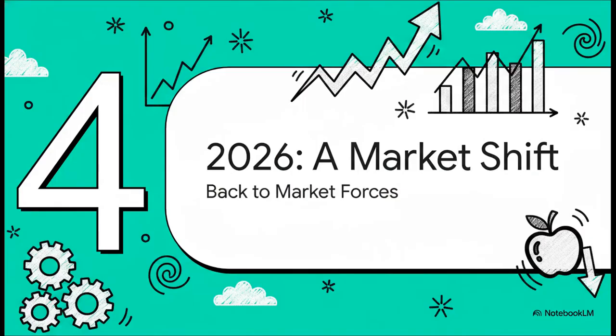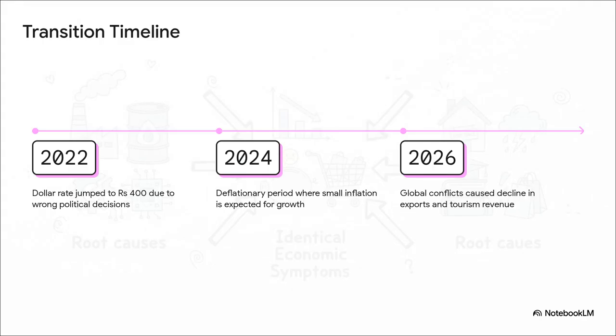All right, on to section 4, 2026, a market shift. Following our timeline here, we've got the 2022 crash followed by the 2024 deflationary period. And as we just learned, some rupee depreciation was already expected as a totally natural step for growth moving forward. However, in 2026, this expected natural depreciation aggregated with some massive external shocks. Major global conflicts occurred during this time.